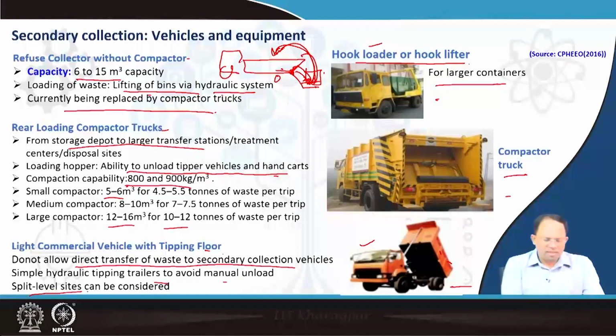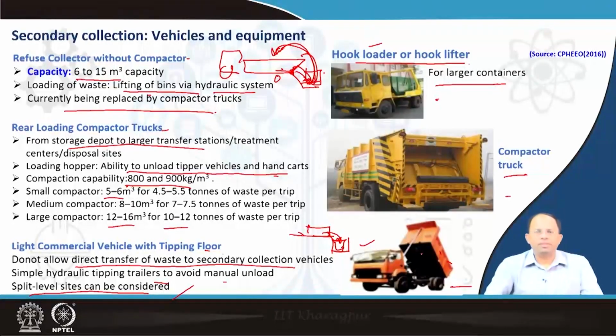In case of split level sites, that means where the vehicle unloads its waste at one level and the waste falls to another level, maybe a container or another vehicle waiting at a lower level, if the waste is being unloaded like this, this kind of system would probably be beneficial. We will show some examples.